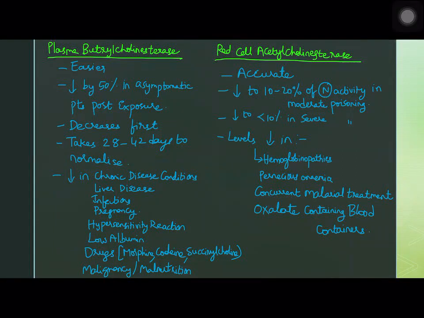And as we have said that aging occurs, due to that, for the new enzyme to be produced, it takes 28 to 42 days. The plasma butyrylcholinesterase also decreases in conditions like liver diseases, infections, pregnancy, hypersensitivity reactions, low albumin, drugs, malignancy, and malnutrition. And red cell acetylcholinesterase decreases in hemoglobinopathies, pernicious anemia, concurrent malarial treatments, and oxalate containing blood containers.